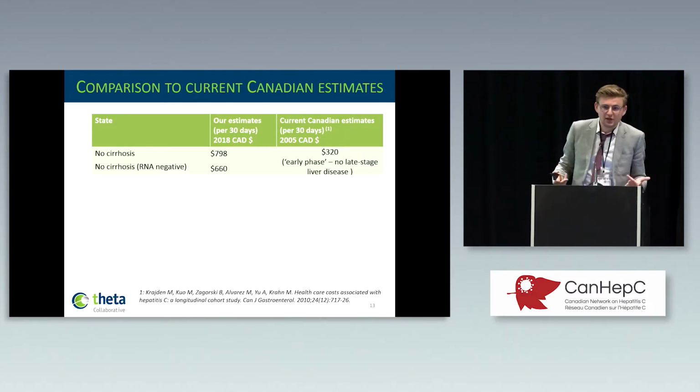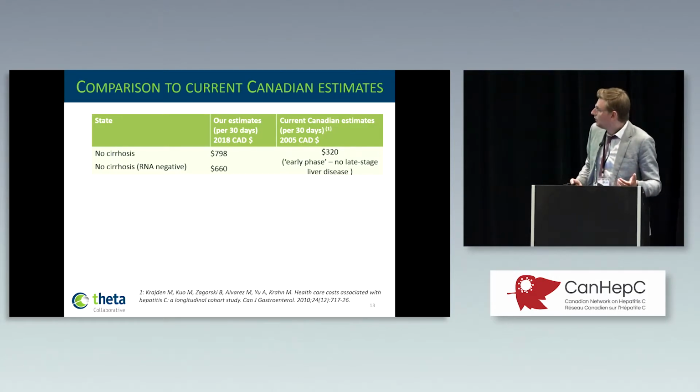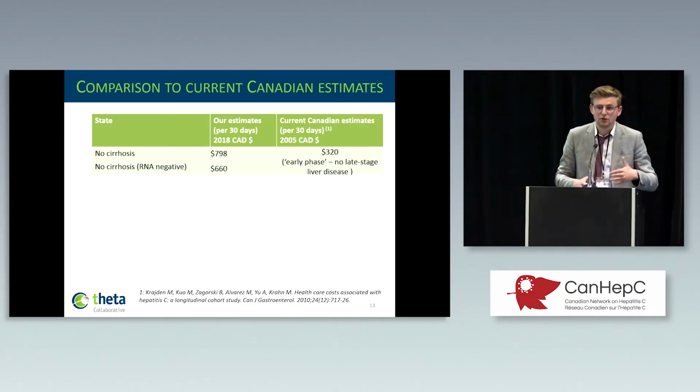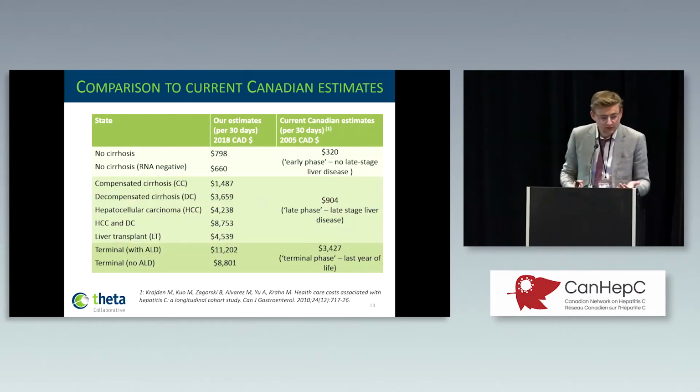The first thing to note is our costs are a lot higher. They're about double, nearly triple. And what you also find is that the cost of having your HCV cured is lower. Individuals who obtain an RNA negative result have lower costs to the health service than those who maintain their HCV diagnosis, even though they don't have advanced liver disease. Now, if we move on to the advanced liver disease states, you'll notice that our costs are much higher.